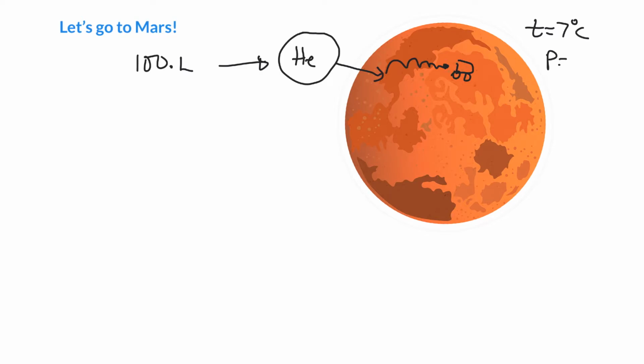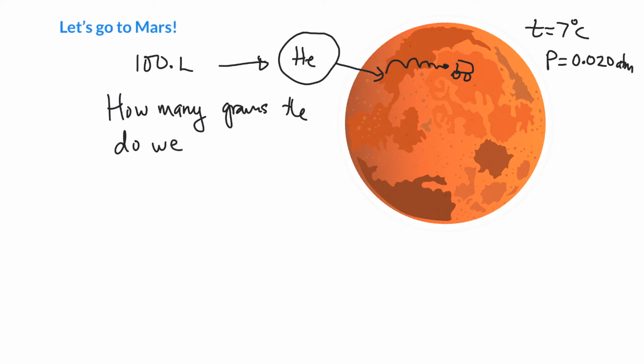The pressure on Mars is kind of low, actually. Maybe it's 0.020 atmospheres, maybe. And we need to know how many grams of helium. And the nice thing about helium is it's very light, very low atomic weight, do we need in order to have a balloon that's 100 liters big.